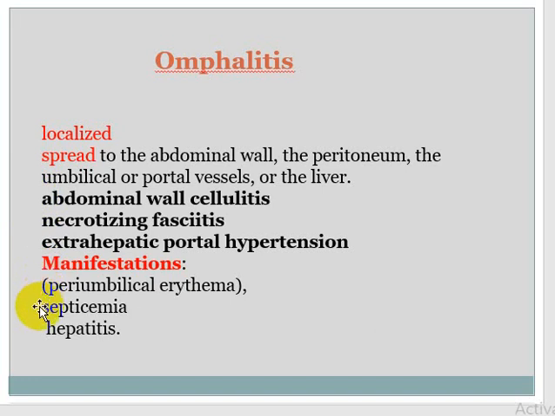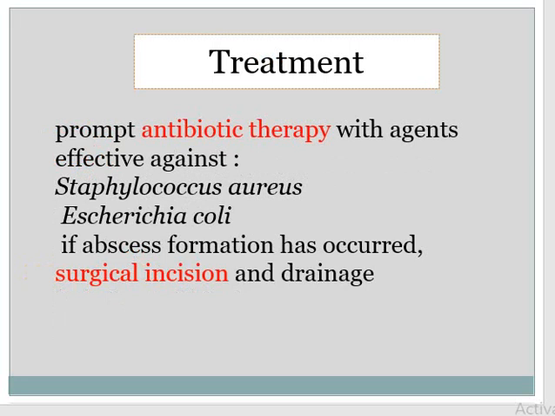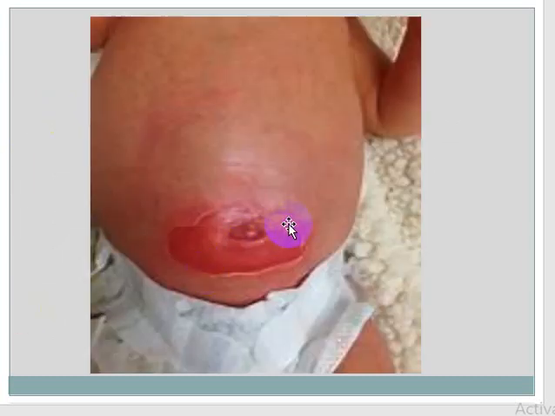It may be associated with sepsis and hepatitis. And of course, it needs antibiotic therapy with agents against staph and against E. coli. And sometimes surgical incision is needed if an abscess is formed. And this is a picture of umbilical infection complicated by abdominal wall cellulitis.